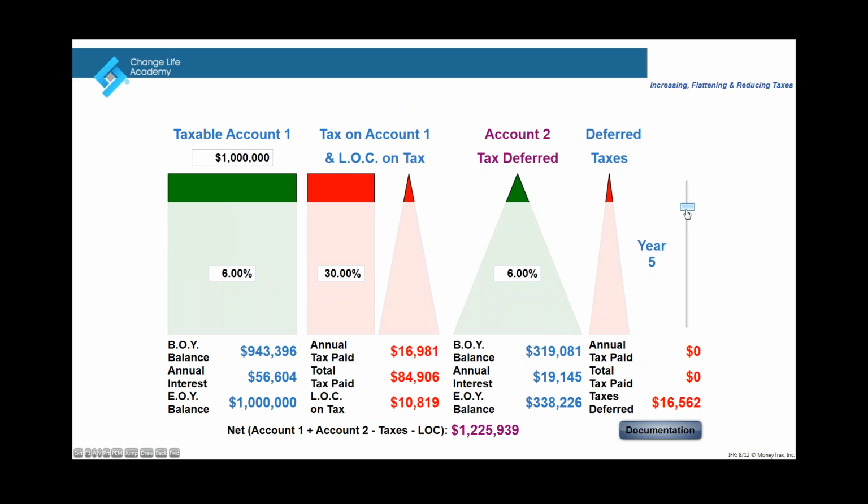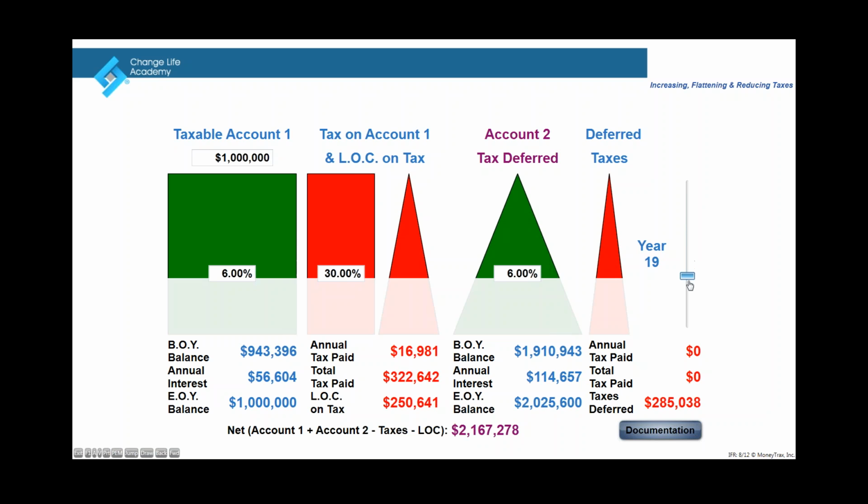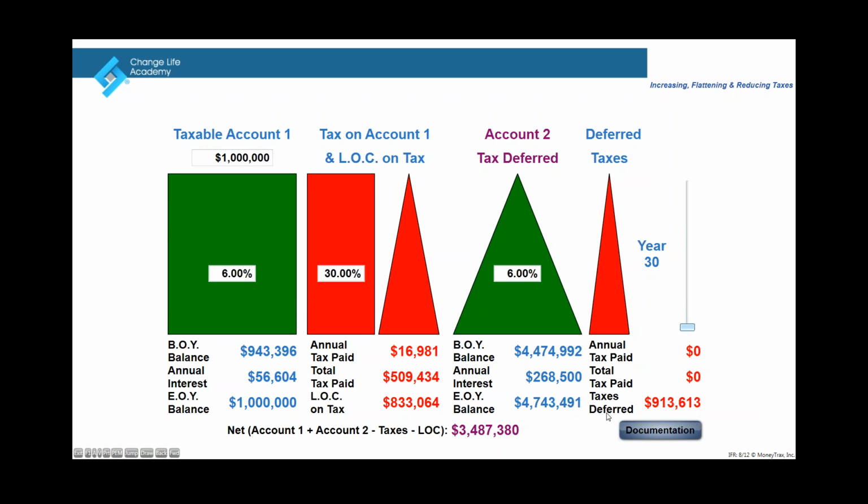Now if we look at this over time, and we take just that interest, we are looking at a net balance of almost $3.5 million, just by moving the interest and leaving that $1 million. So let's say in this particular case, somebody needs to keep that $1 million, and they need to have at least $1 million in that account for whatever reason.